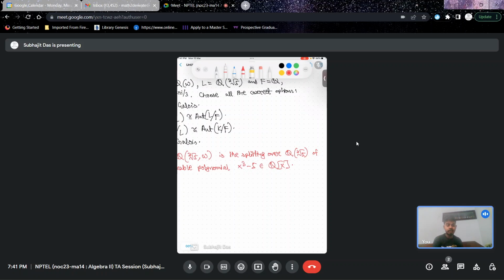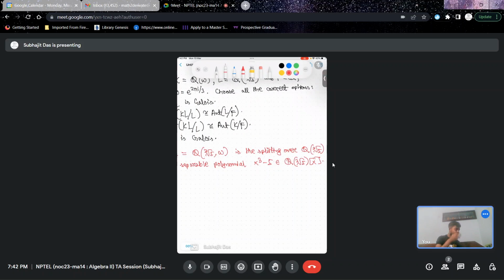Yes, I'm sorry, my mind is in a different place right now. So what I want to say is Q adjoin cube root of 5 adjoin omega is the splitting field over Q adjoin cube root of 5 of this polynomial x cube minus 5, belonging to Q adjoin cube root of 5 [x], right? You just keep on adjoining roots and nothing else to the base field to get the splitting field.